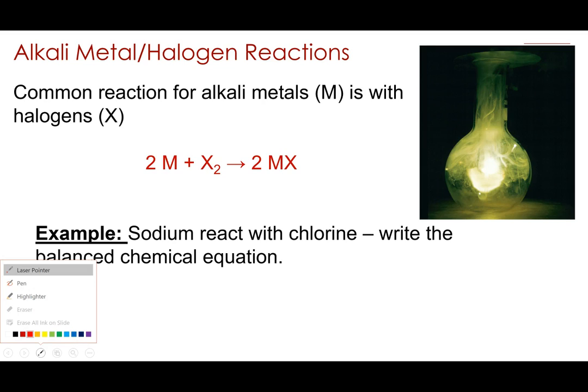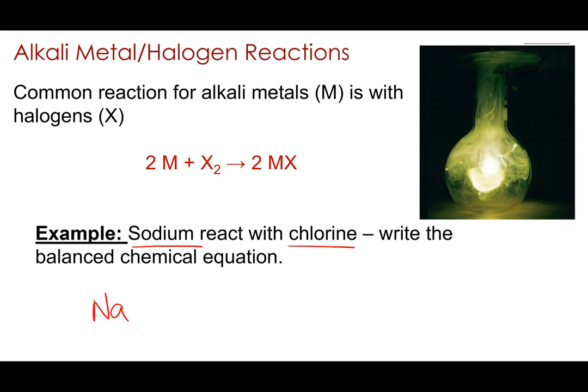The next step is to get all of the formulas onto the paper. Before we can balance, we need to at least write what the chemical reaction looks like. So sodium reacts with chlorine. That's our reactant side. So sodium is Na, and it reacts with chlorine. And again, you're going to need to recognize chlorine as a diatomic.